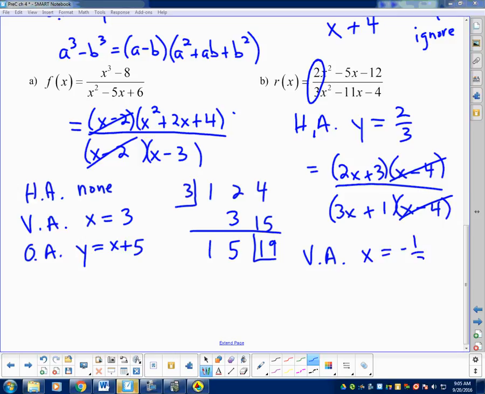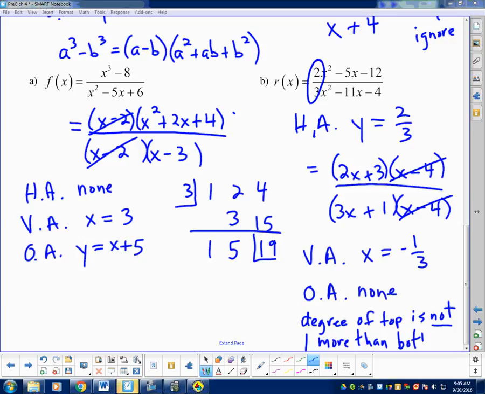And then what about the oblique asymptote? Do we have an oblique? No, there's none. Because the degree of the top is not 1 more than the degree of the bottom. Okay? So because the degree of the top is not 1 more than the degree of the bottom, then no oblique. Okay? That's it. So obliques, and this is probably some new stuff with obliques and horizontal.